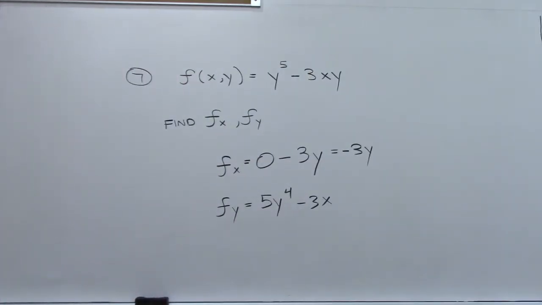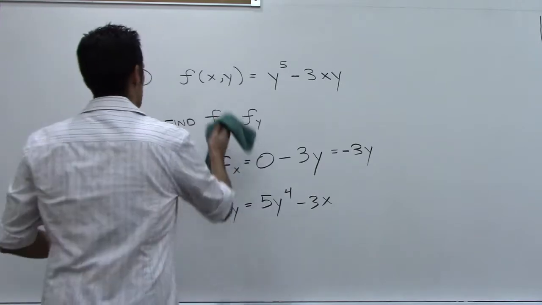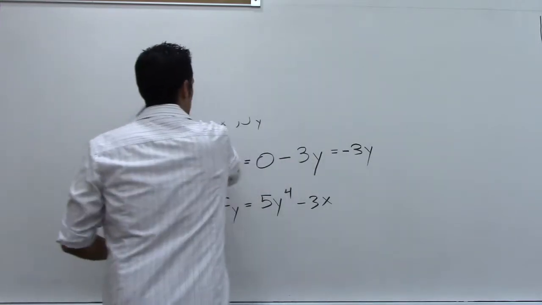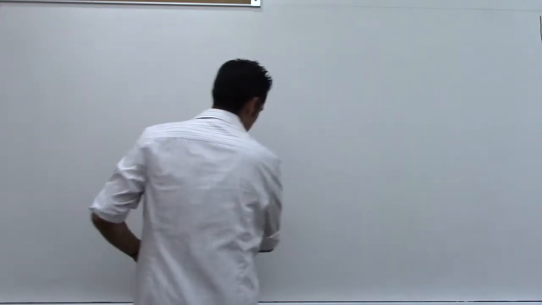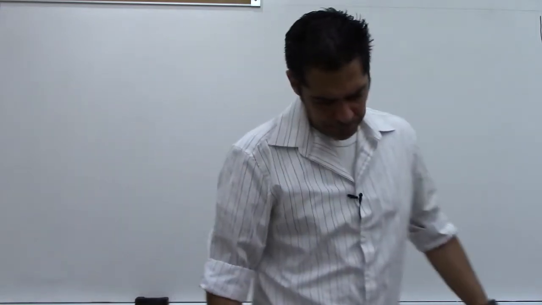Let's make sure that's all they wanted. Yeah, that's all they wanted. All right, that's number 7. Now the next few are going to work like that, and I'm not going to work out all these odds. Let me just get to something a little more interesting.